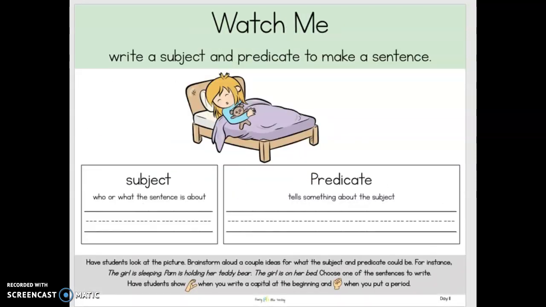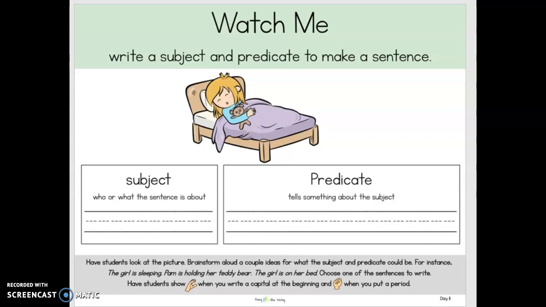All right. So I want you to watch me while we make a sentence about a picture. All right, the subject. So let's look at this picture. Let's think about all the different things that we could do to make a sentence. We could say the girl is sleeping. We could say the girl is holding her teddy bear. We could say lots of things about this picture.